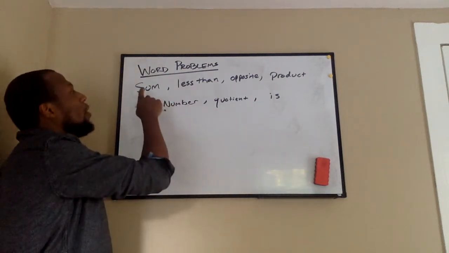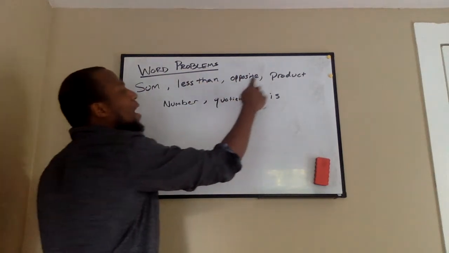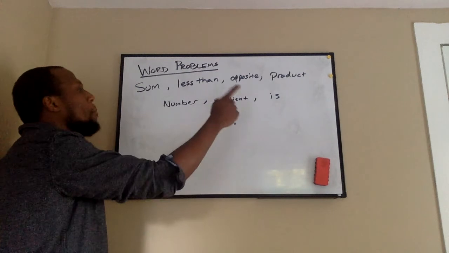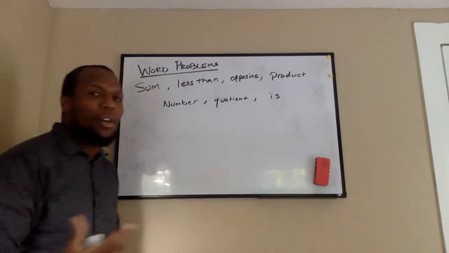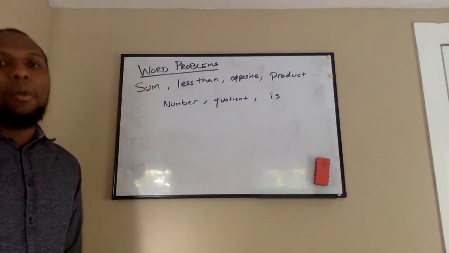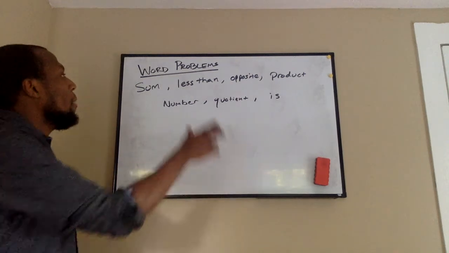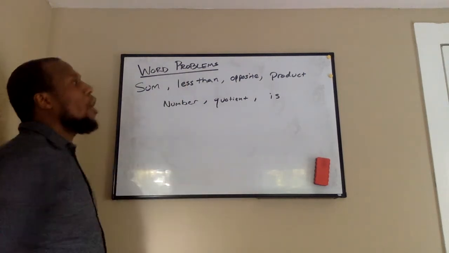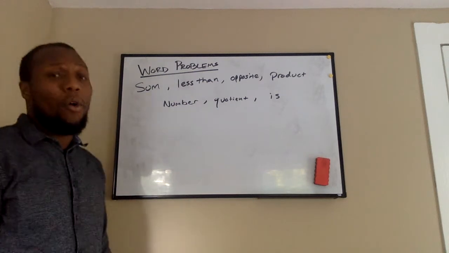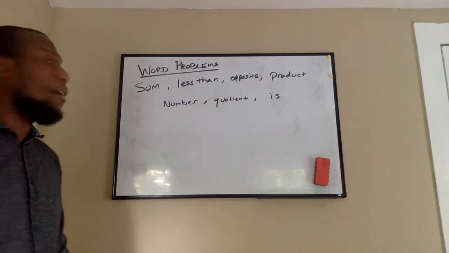So we got sum, we got less than, we got opposite, product, number, quotient, is. There are other ways that numbers will be presented to you in word form or operations, but these are the main ones that I want you to look out for, and then label those problems while you're working through them.